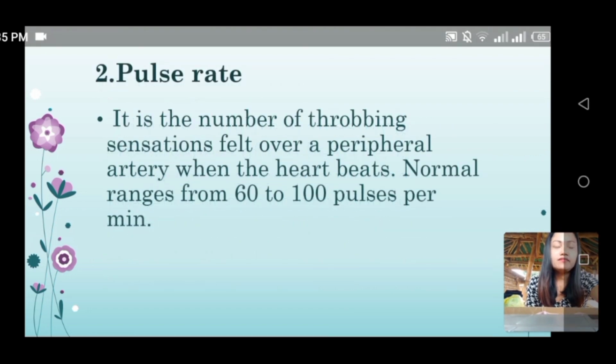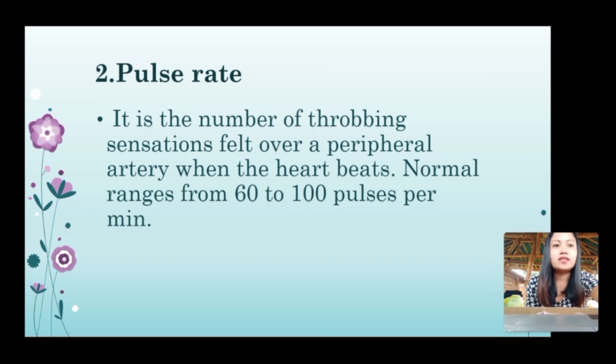And then the second is pulse rate. It is the number of throbbing sensations felt over a peripheral artery when the heart beats, and the normal ranges from 60 to 100 pulses per minute. As for our activity, last time we got our pulse rate here, or in here beside our neck we can get our pulse rate, and the normal is 60 to 100 pulses.